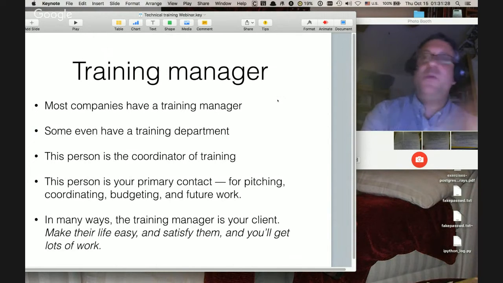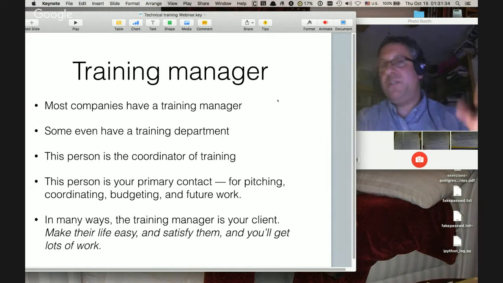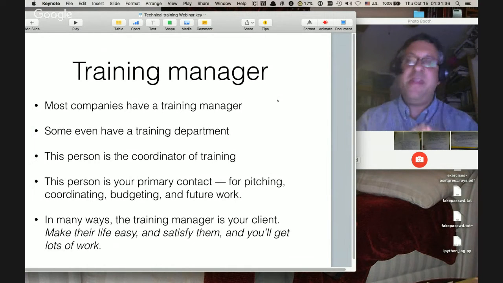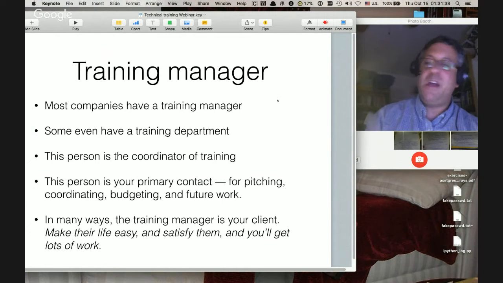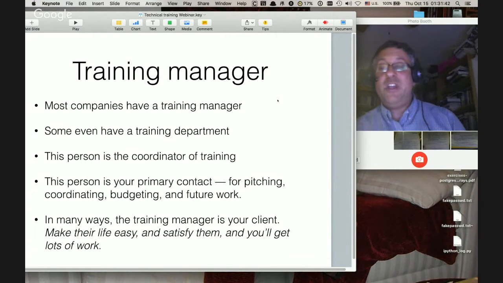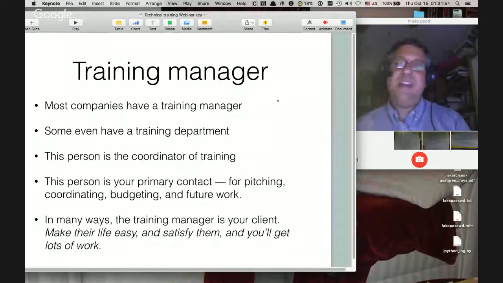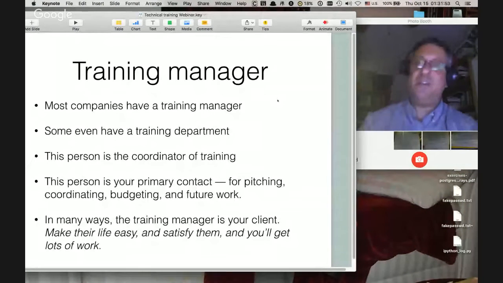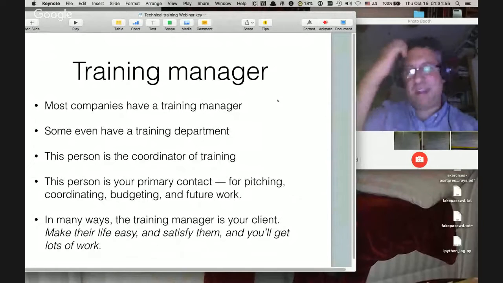They have to figure out who needs what, and they have to provide it to those. They find out which groups need what kind of training. They find out which companies offer which kinds of training, and they're matchmakers. This person is your primary contact for pitching to them, for coordinating, for budgeting, and for getting future work. This is your client. If you make the training manager happy, you will be invited back. Now, again, how does the training manager get happy? If your course is successful, if you get a positive feedback evaluation.